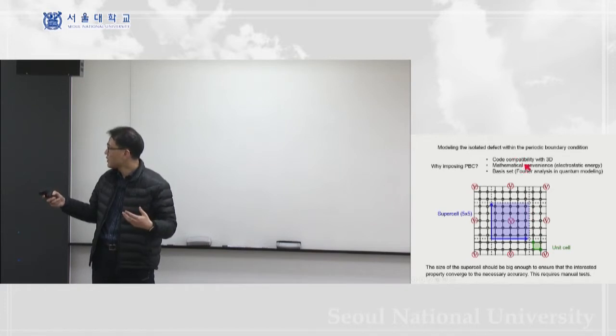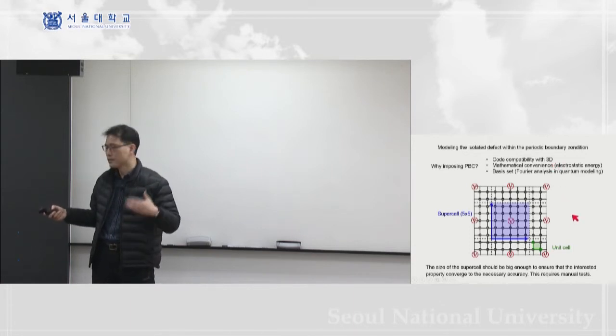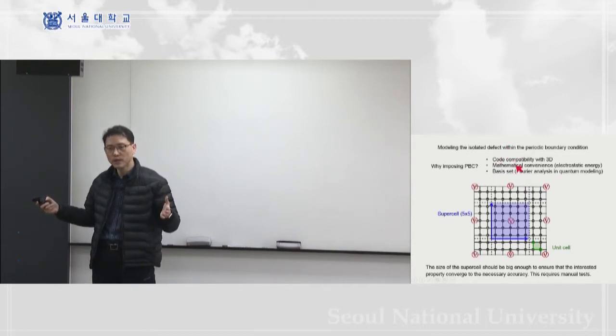And also mathematically it is much more convenient, for instance, to evaluate electrostatic energy, mainly because of the Fourier transform. Such a periodic boundary condition is always mathematically much simpler than the other boundary conditions. And in quantum modeling, this periodic boundary condition is compatible with the basis set, because we are mostly going to use Fourier analysis. Because of these reasons, we always want to model those defects within the periodic boundary condition.